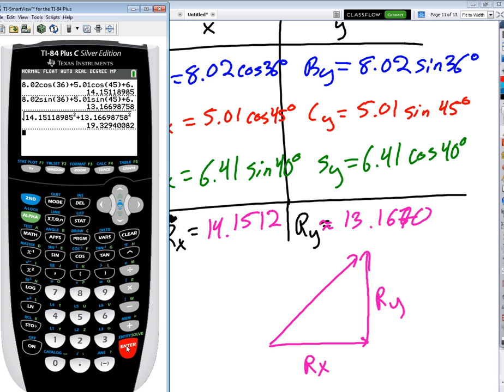So I think this is to 3 places, so that would be, what, 19.3 would be the magnitude to 3 places? And I think the units were meters per second.